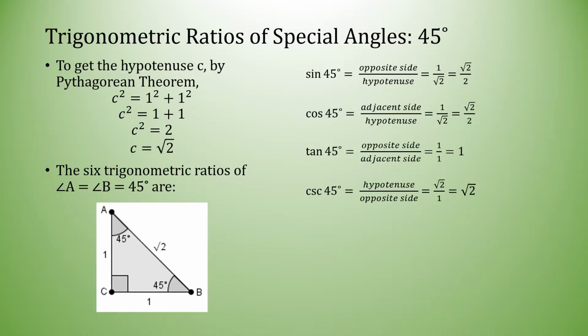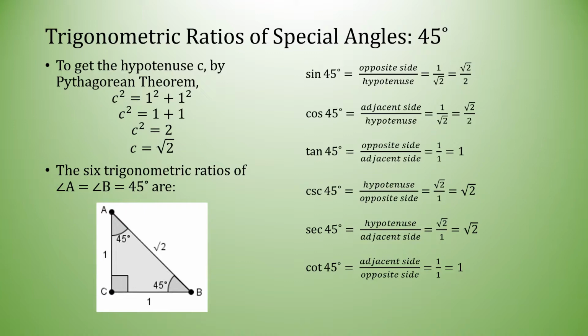Next is cosecant 45 degrees, which is equal to the hypotenuse, square root of 2, over the opposite side, 1. So the value of cosecant 45 degrees is equal to the square root of 2. Next is secant 45 degrees, which is equal to the hypotenuse over the adjacent side, square root of 2 over 1. So secant 45 degrees is equal to the square root of 2. And last is cotangent 45 degrees, which is equal to the adjacent side, 1, over the opposite side, also 1. So the value of cotangent 45 degrees is equal to 1.